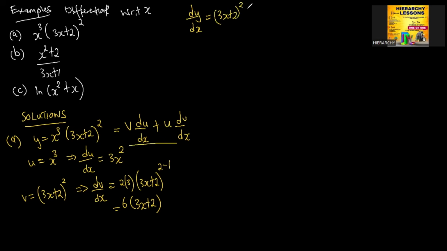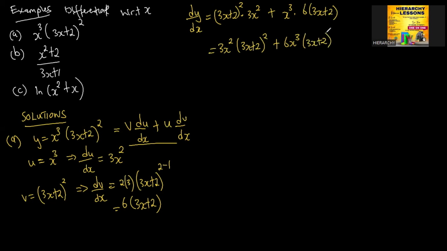So v du/dx, what is du/dx? du/dx was 3x squared, plus u was x cubed times dv/dx, which was 6 times (3x + 2). So which means we have 3x squared times (3x + 2) squared, plus 6x cubed times (3x + 2).